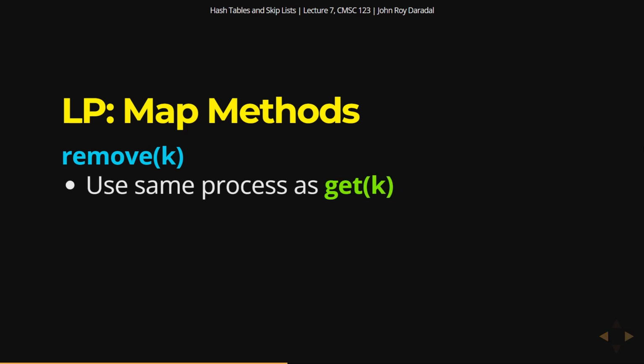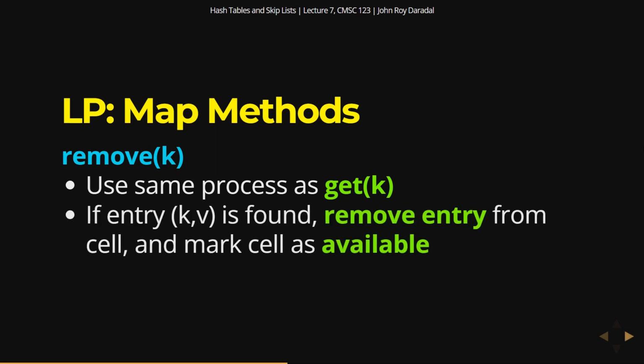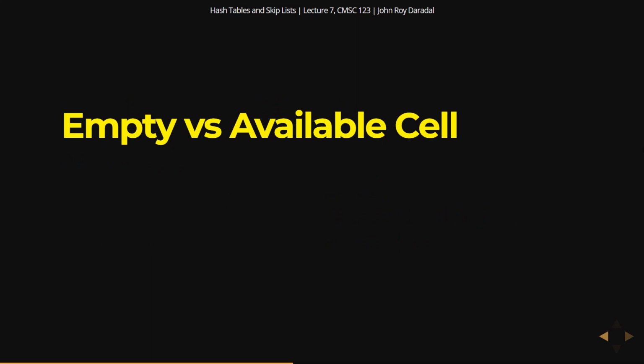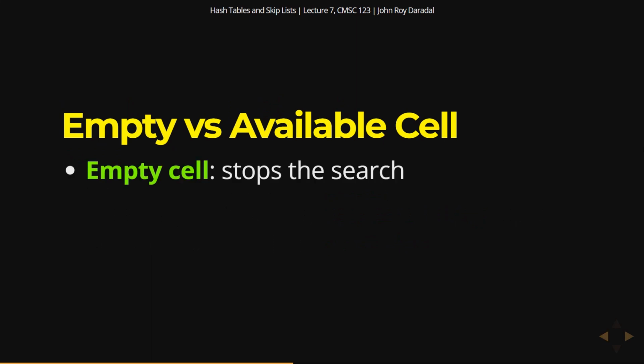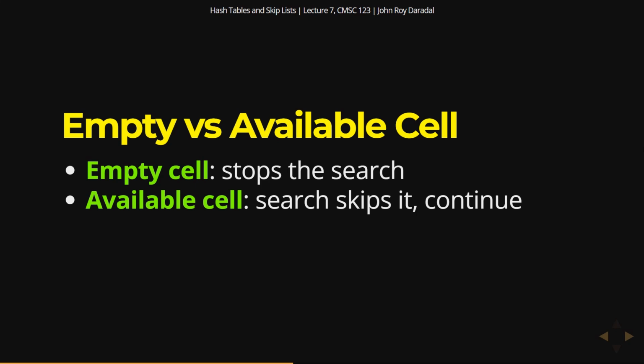Okay, so we'll use basically the same process as the get or the search, and once we find the entry, we'll remove that entry from the cell and mark the cell as available. So this is what we meant earlier when we said available cells. Now, what is the difference between an available cell and just plainly an empty cell? Remember that in our search, if we find an empty cell, we stop the search, right? But if it's an available cell, we just skip over it and we continue to the next one.